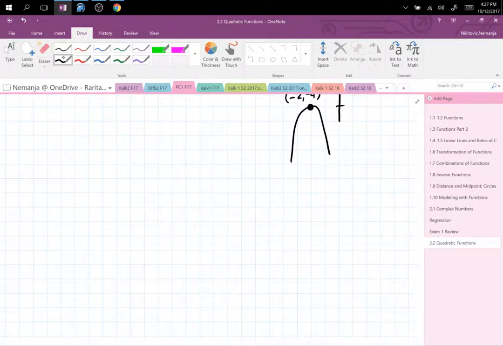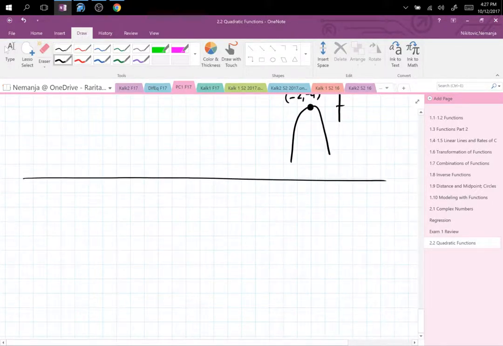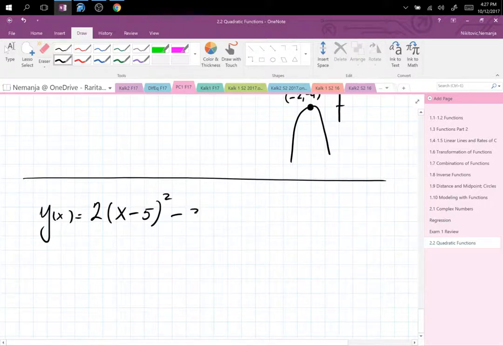All right, here is y of x is equal to 2 times (x minus 5) squared minus 3. Do everything that I did before. Figure out A, figure out vertex, figure out opens up or down, and then draw the graph. It's a sketch.